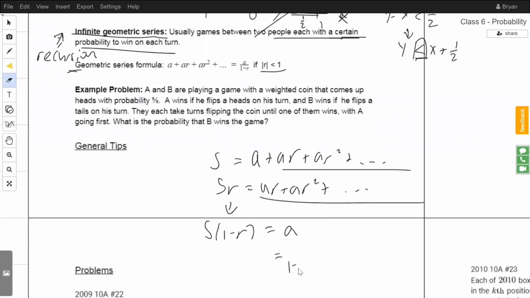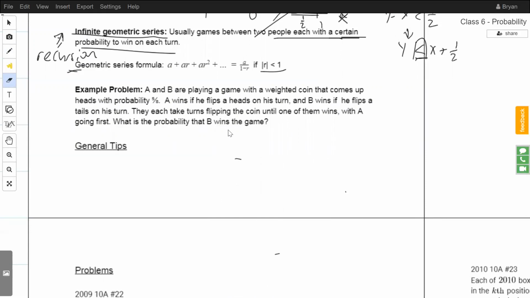Anyway, if we go back to the problem, basically, we have two people who are playing a game with a weighted coin that comes up heads with probability 5/8. The first person wins if they flip heads, and the second person wins if they flip tails on their turn. And they each take turns flipping the coin until one of them wins. So if A flips tails, then B does not win. It's just B's turn to flip. So what is the probability that B wins the game?